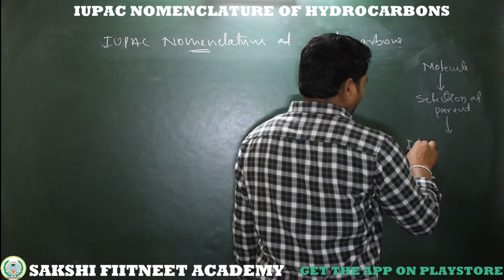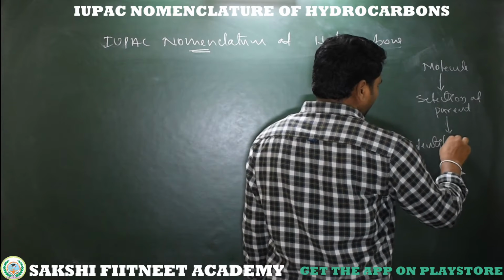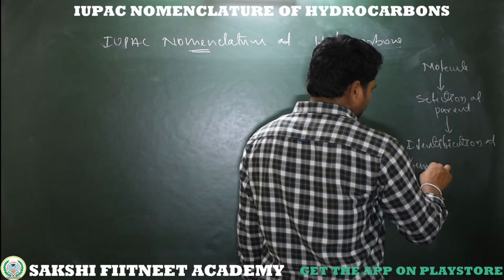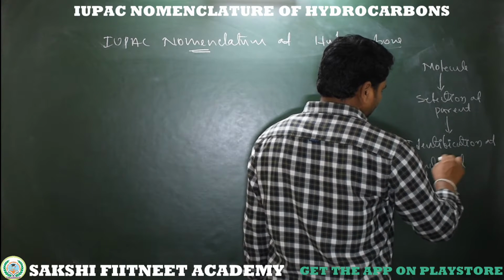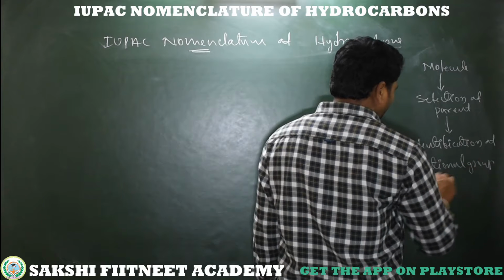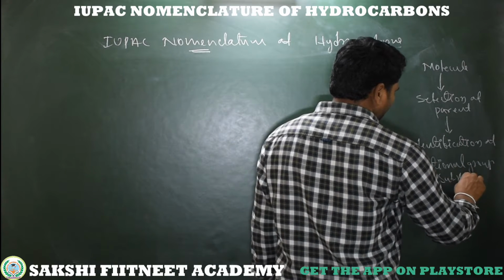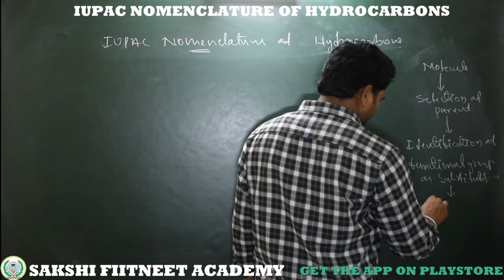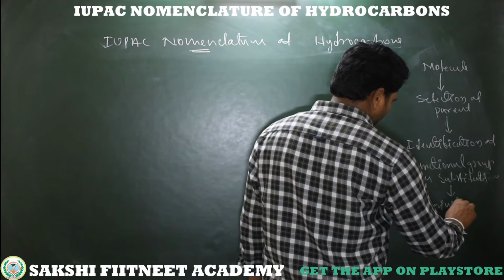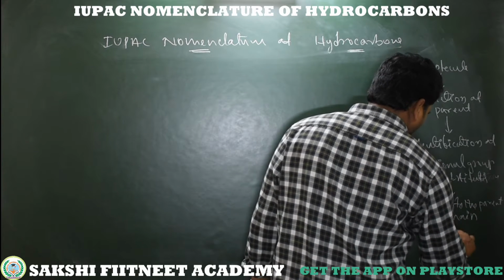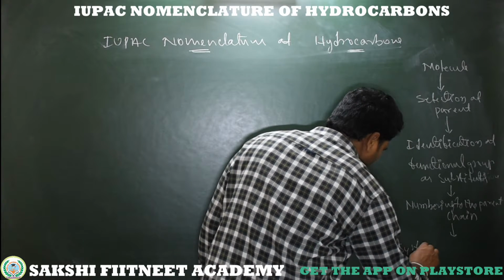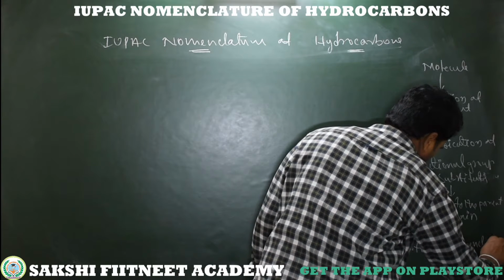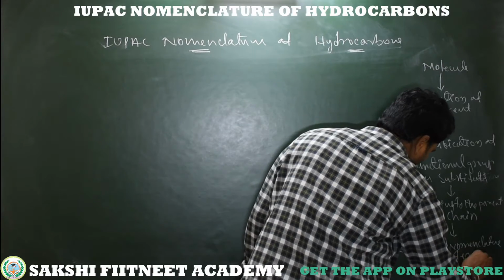Then identification of functional groups, as well as substituents. That means secondary functional groups. Then numbering of the parent chain. Then go to the system of nomenclature order. So what is this order?